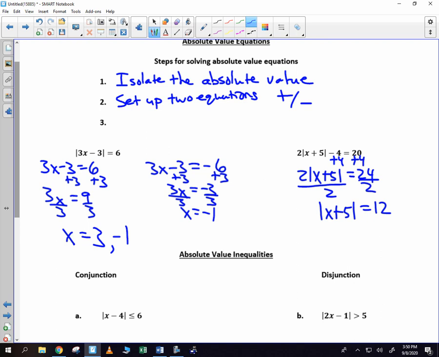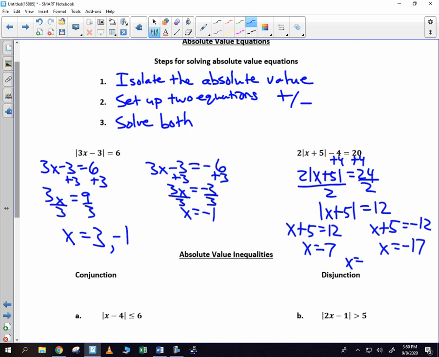So after you set up the 2 equations, the plus and minus, you solve both. We solved both of those and came up with our 2 solutions. Like in this situation, we have x plus 5 is equal to 12, and x plus 5 is equal to negative 12. Subtract the 5, we get x is 7. Subtract 5, and x is negative 17. So x is 7 and negative 17. That's our solution set right there.